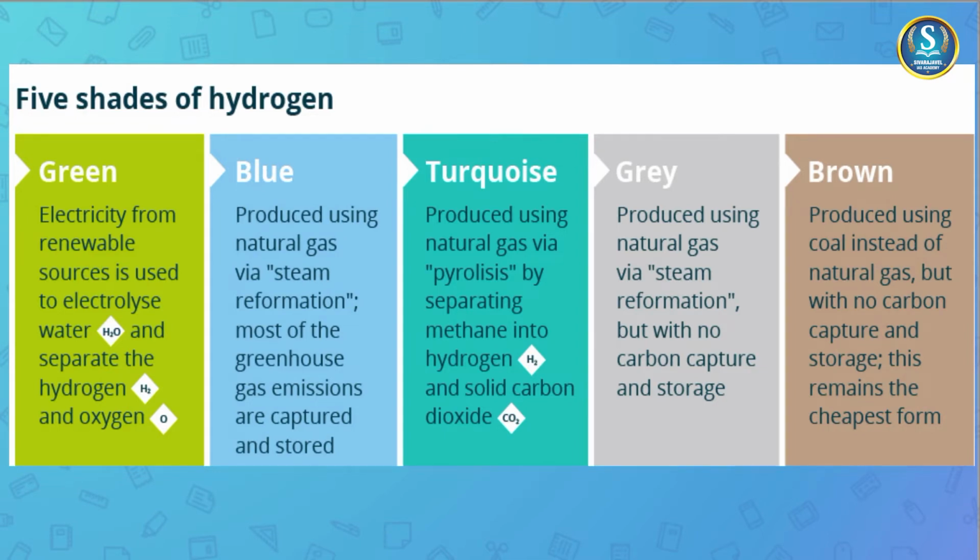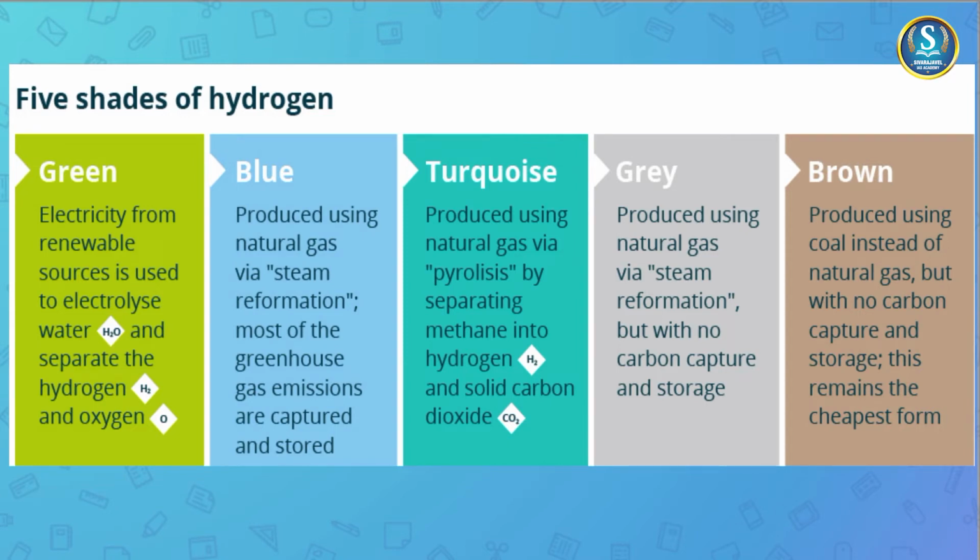So natural gas is something like CH4. So you take methane and you split methane into hydrogen and carbon. So we have CH4, which is methane. When you split carbon and hydrogen from this methane, you get one carbon atom and 4 hydrogen atoms. So if hydrogen fuel is manufactured by this method, then it is called the turquoise shade of hydrogen. The next one is gray hydrogen.